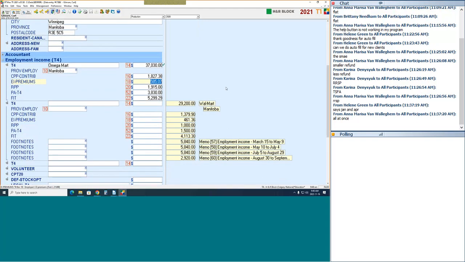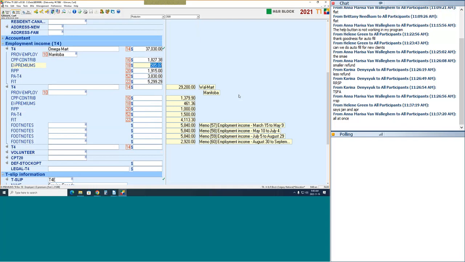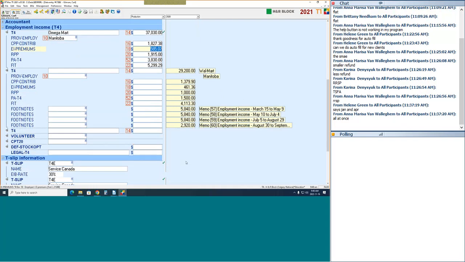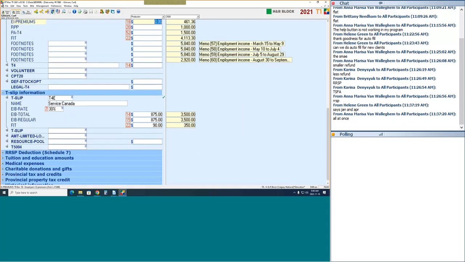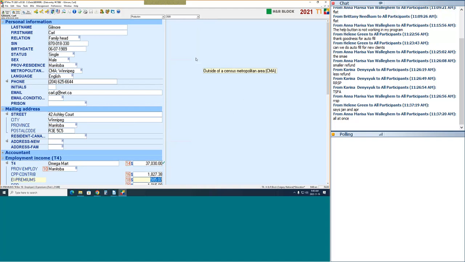So for 2020, what did we pick? Well, he used to work for Walmart, now he works for Omega Mart. Last year, he had more EI income than he did for this year. I can see all of that information. If he had moved, if anything had changed, it would be showing up here as well. So I can see everything on this screen, T4 to compare last year's data entry to this year's data entry.